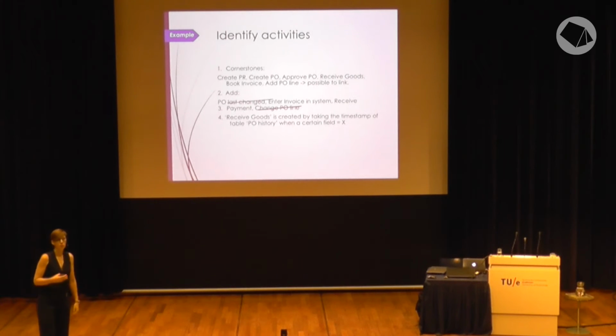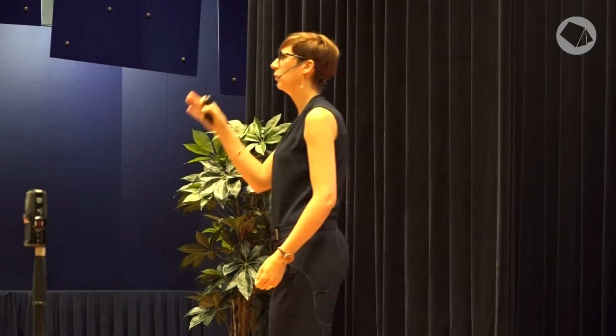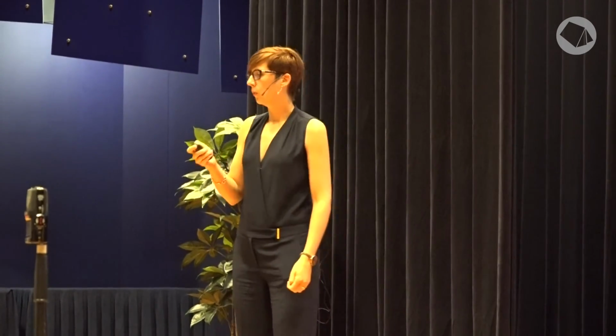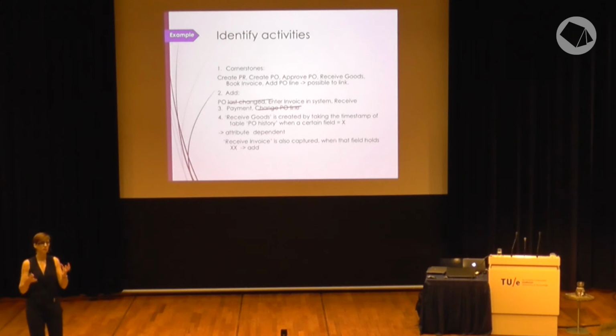And the fourth step was to have a look at those attribute-dependent timestamps. So actually receive goods in our example was such an activity. We have a timestamp in a certain table that captures the receipt of goods if a certain value is X. Now, then you start asking what are the other possible values, and then you might learn, oh, if that same value holds a value double X, it's actually receipt of your invoice. You say, oh, that might be interesting too, and I'm going to add that activity. So that's how you build your set of activities.